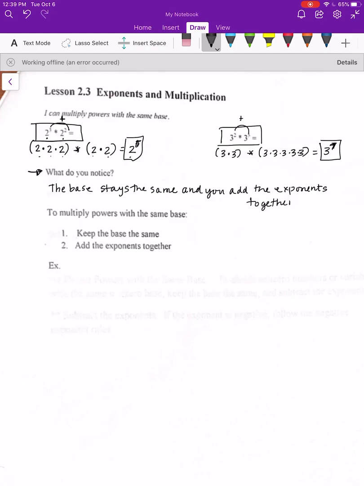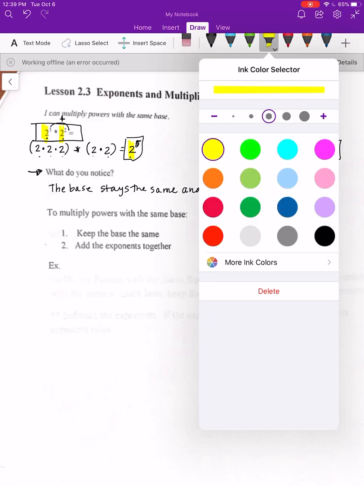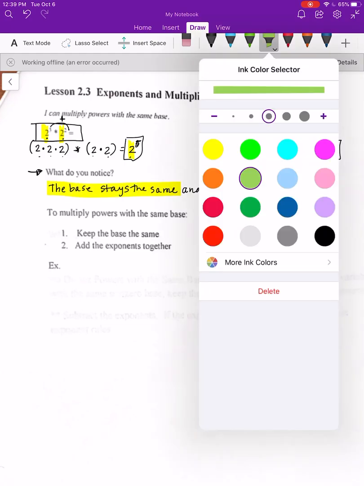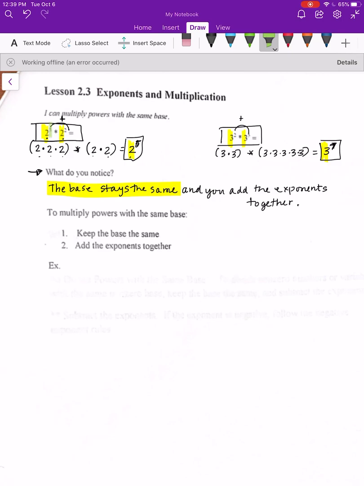So let me point out what we're doing. If I highlight, here's the base, it's 2, here's the base, 2, and in your answer, the base is 2. Here the base was 3, here the base was 3, and in your answer, the base was 3. So the base stayed the same.